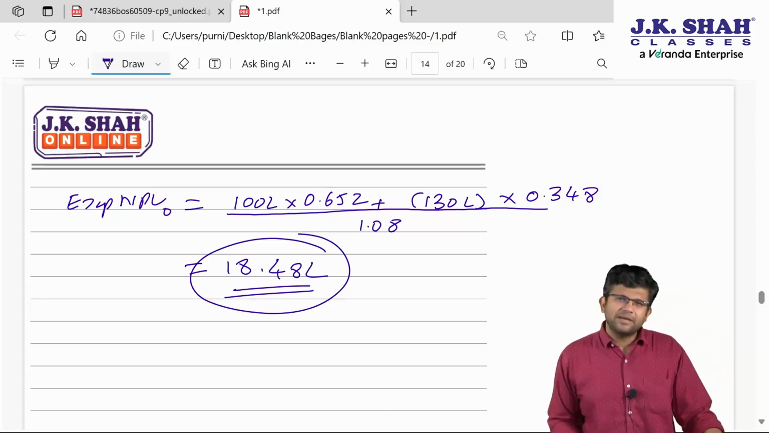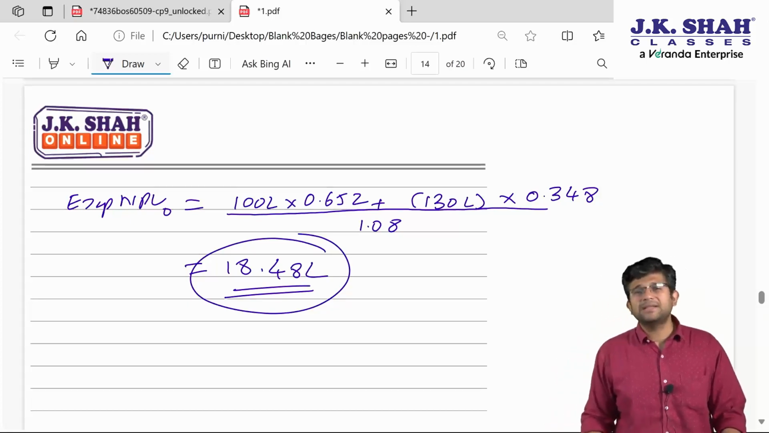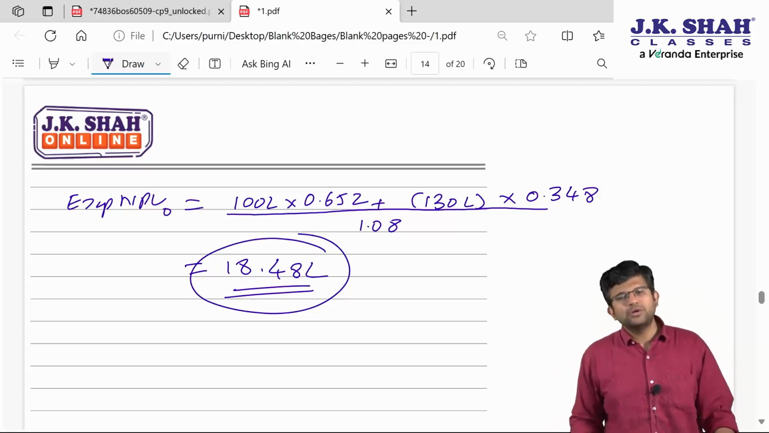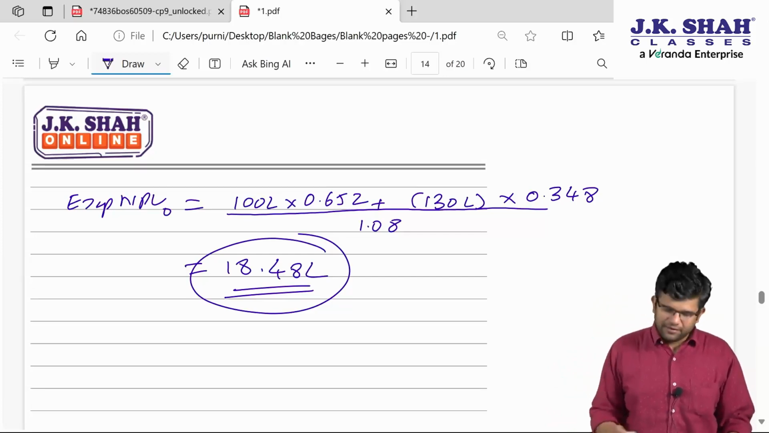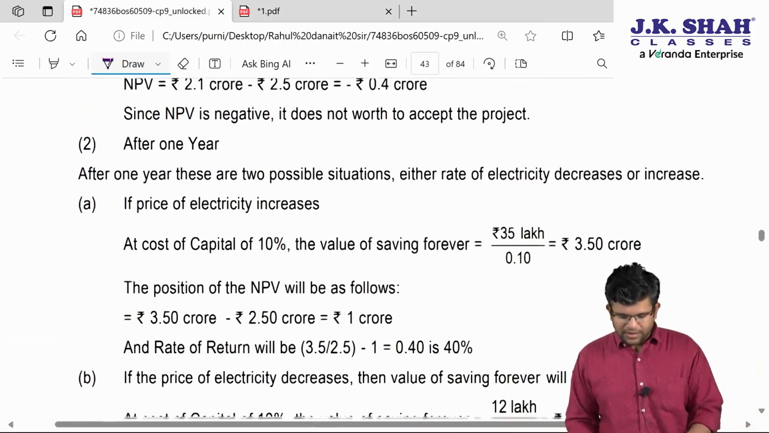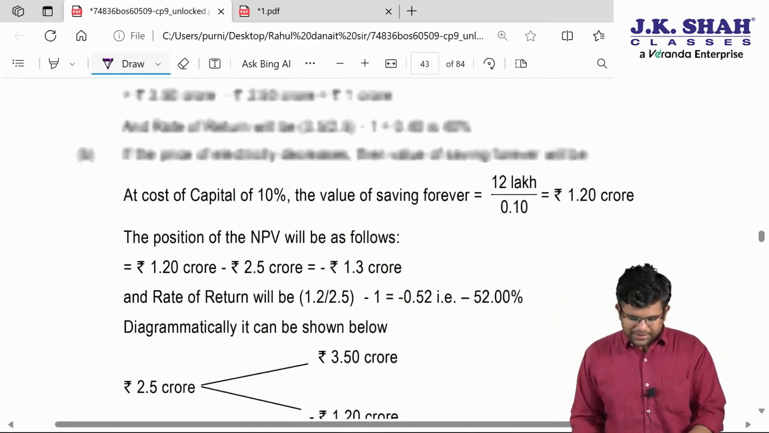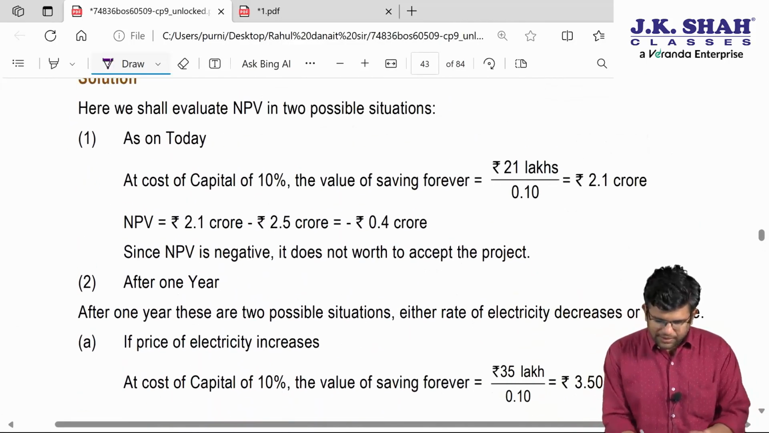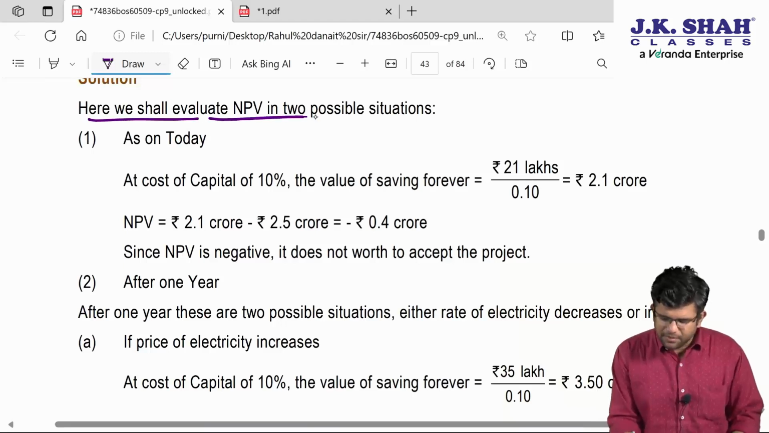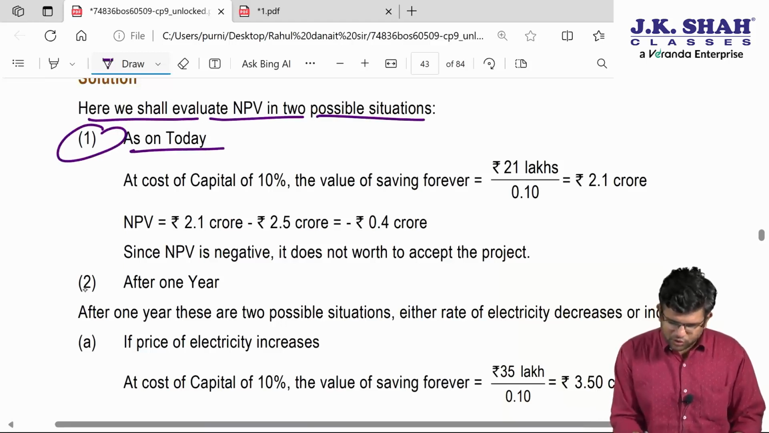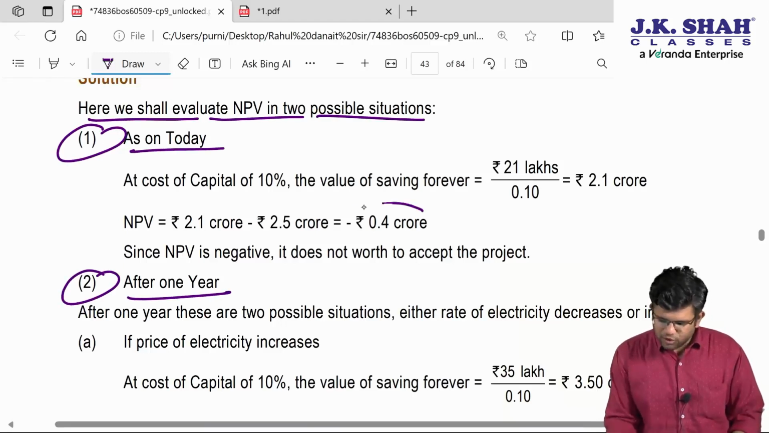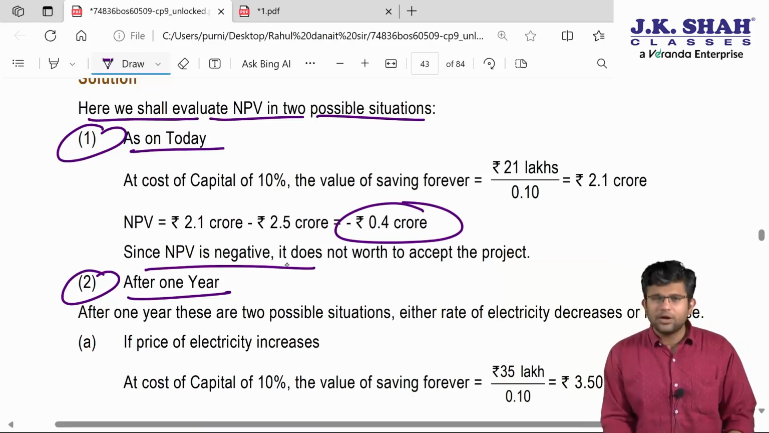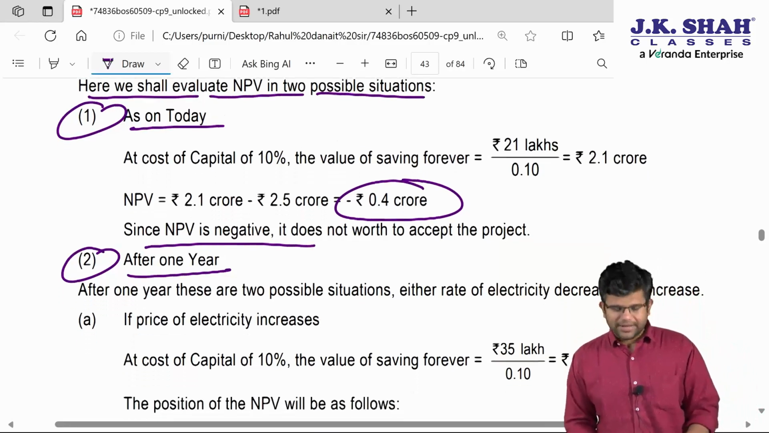And since the NPV turns out to be positive, the decision that we are able to take now is don't start now, start it after 1 year. So that is exactly what they are telling you here. You can see here point number 1, they are saying that we will evaluate NPV in two situations. One is as on today and one is after 1 year. As on today, you remember 40 lakh rupees is the loss, NPV negative, not to accept.